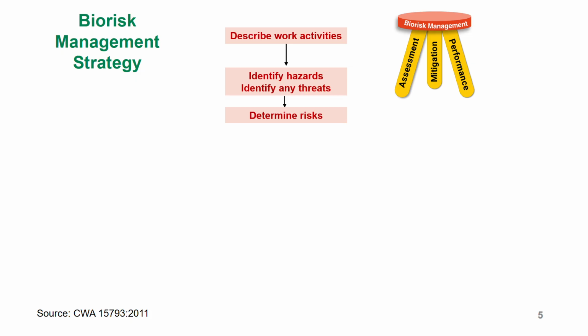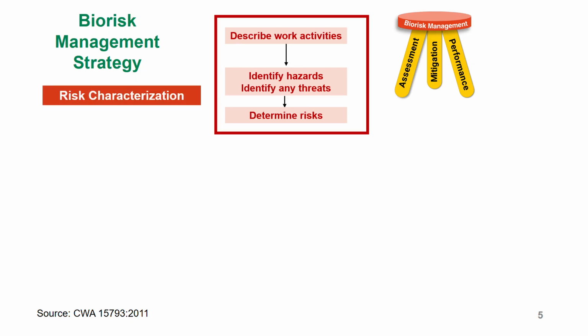So the first three steps, where you're describing work activities, identifying hazards and any threats, and also determining the risk mostly by determining the likelihood and consequence, that is what we are calling risk characterization. Okay, so the steps from work activity description, hazard identification, and then also looking at the likelihood and consequence without actually determining the actual risk is what we're calling risk characterization.